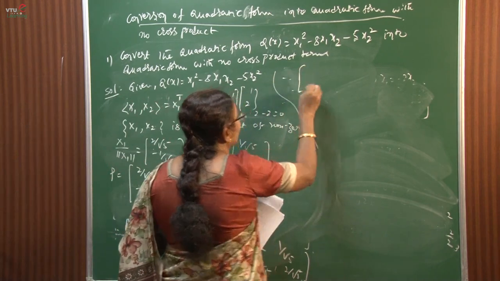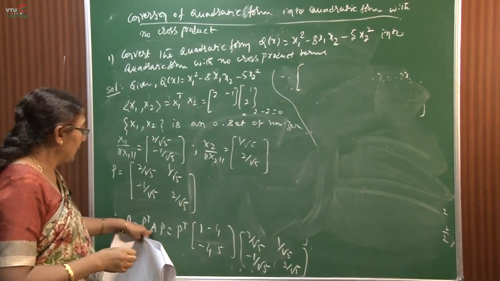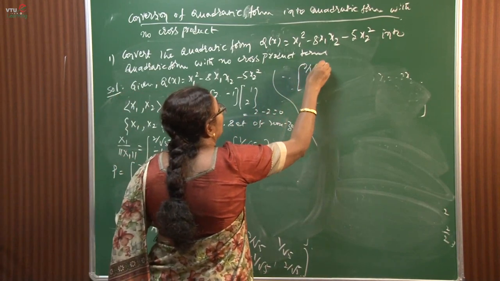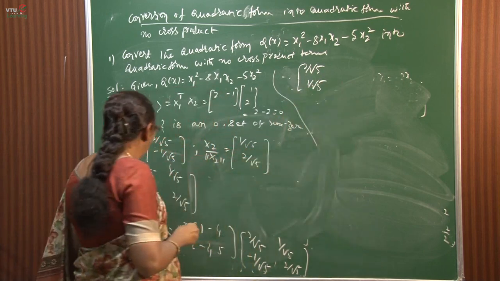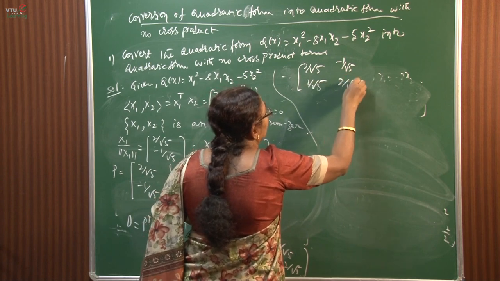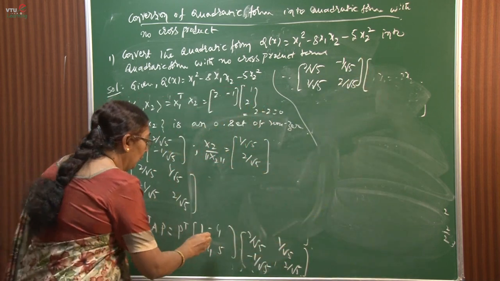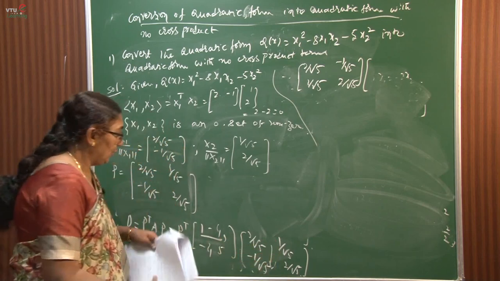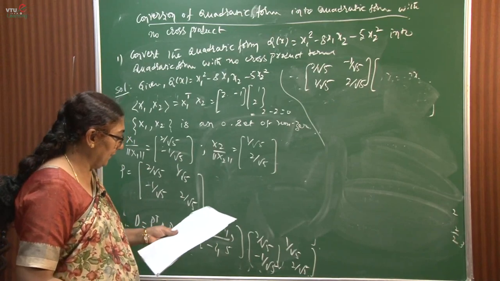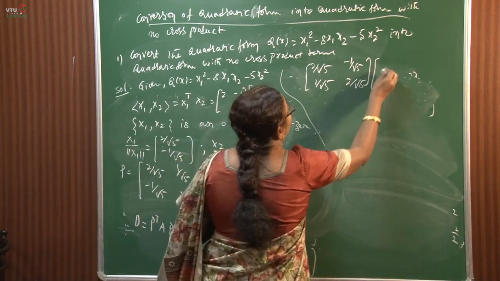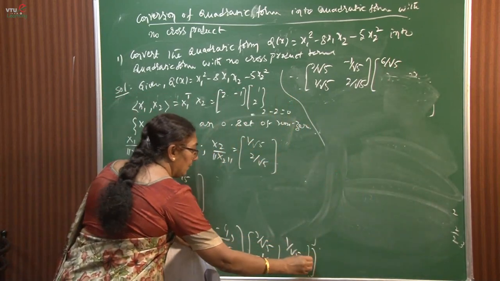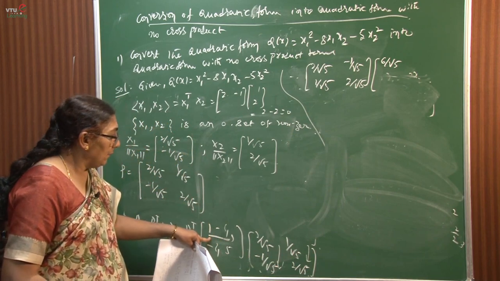Next, you have to substitute P transpose. What is P transpose? Row becomes column: 2 by root 5, 1 by root 5 and then minus 1 by root 5. Change rows into columns for P, that's all. Now multiply this, row into column: 2 by root 5 plus minus into minus plus 4 by root 5. We get 6 by root 5. Yes, 6 by root 5. Again, you take this column, row into column, 1 by root 5 minus 8 by root 5.